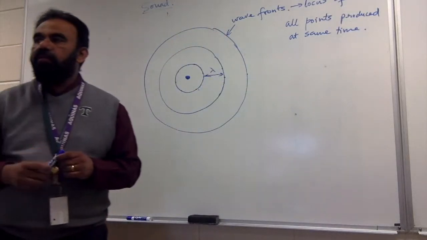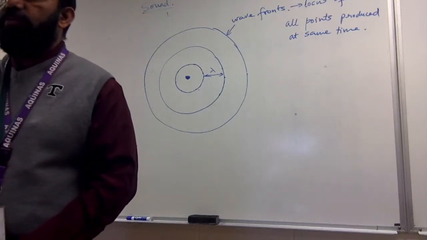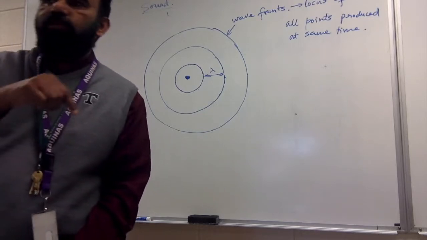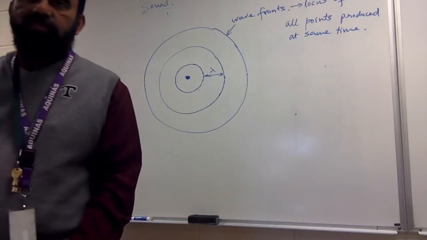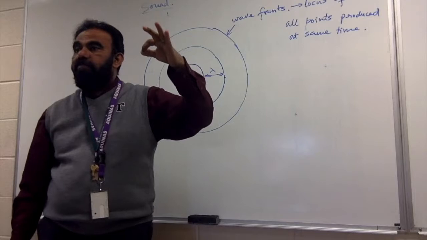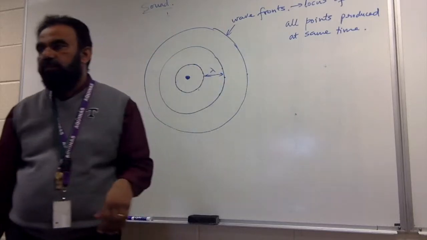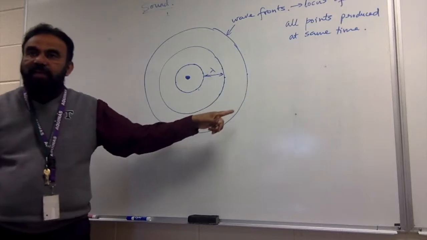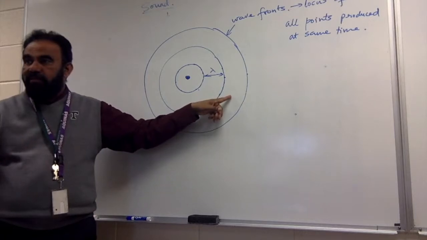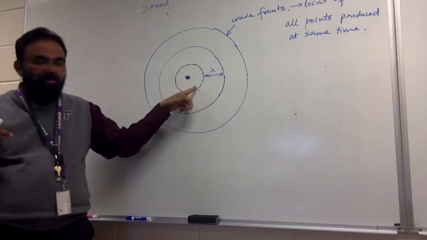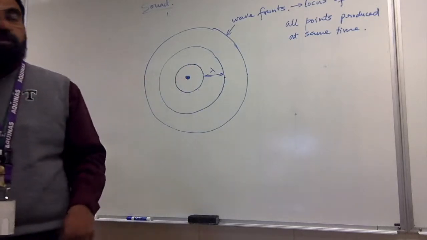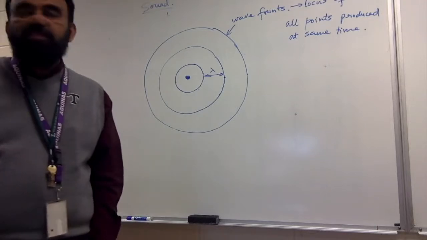What do you mean by locus? In geometry, you must have come across locus. Locus simply means connecting points, joining the points. So if you join all the points that were produced at the same time, you get a wavefront. So in other words, all these were produced at one time. All these were produced at another time. And all these were produced at another time. And there is one being just produced here. So the wavefronts are the locus of all points produced at the same time.